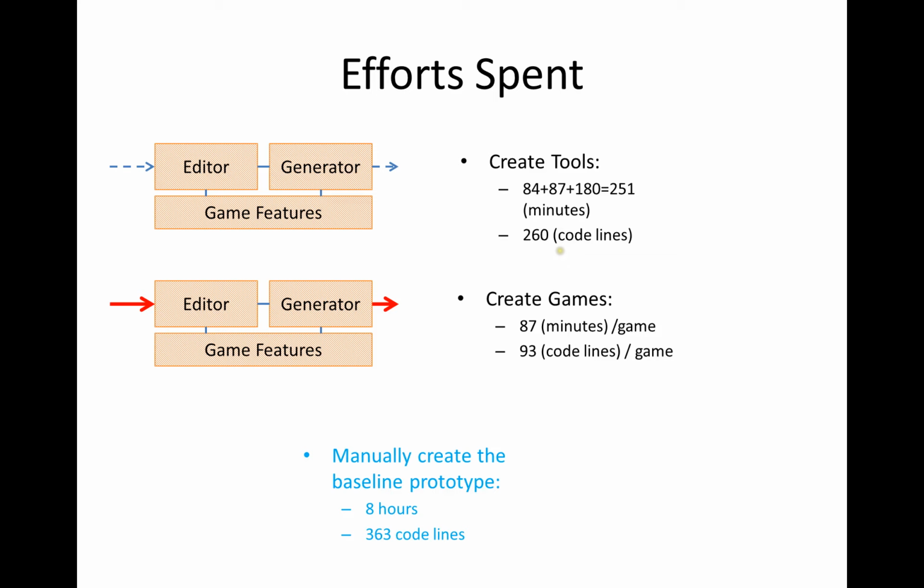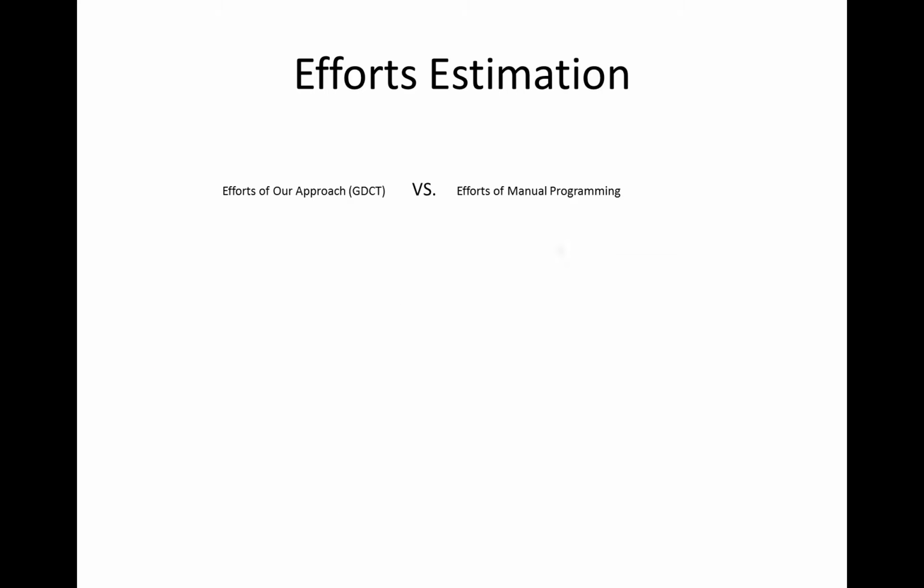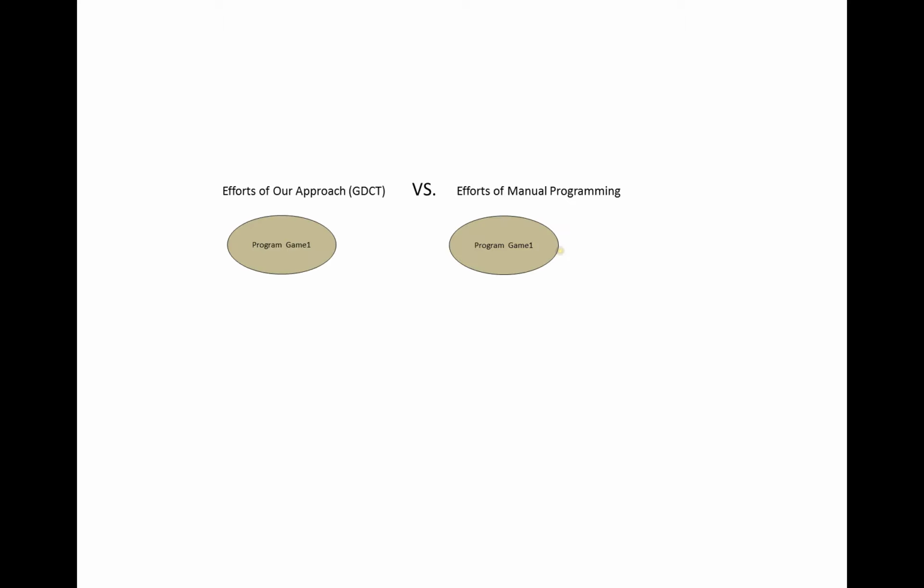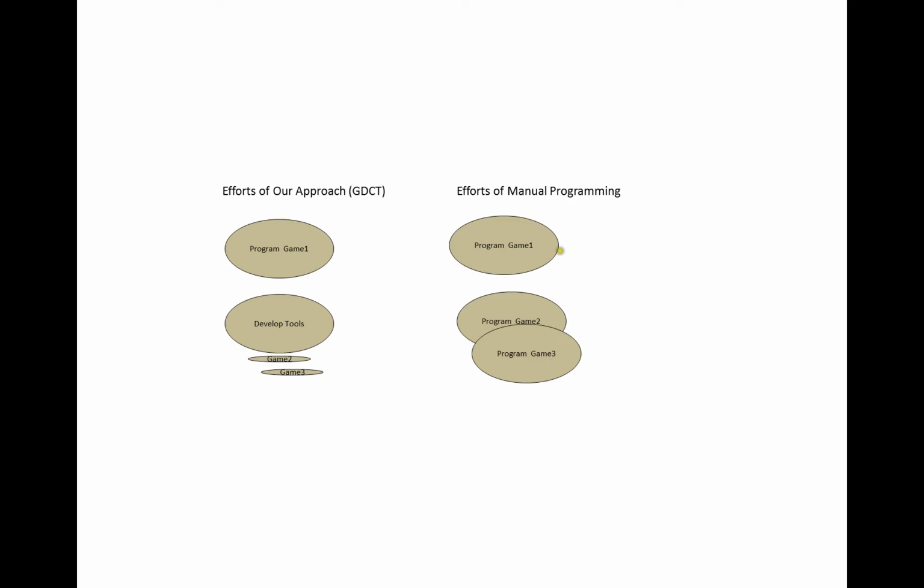As a result, when we created the first game, that is the baseline prototype, the costs were the same. When we created the second game, the GDCT approach requires extra effort to create tools, but significantly lowers the game development costs. And from the third game, the cost of the GDCT approach can be much lower.